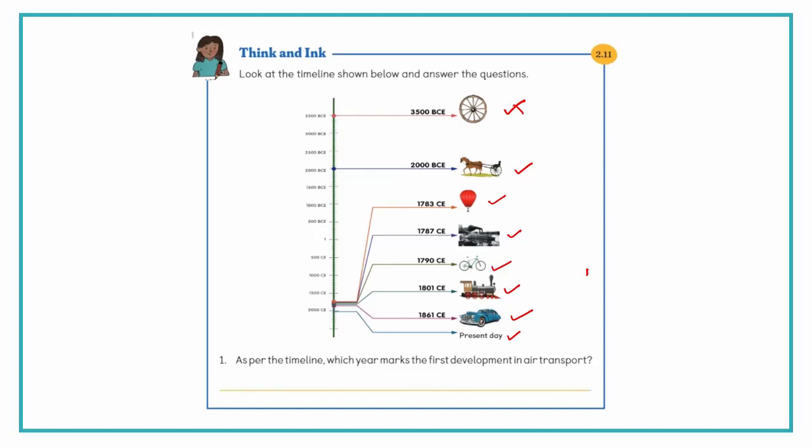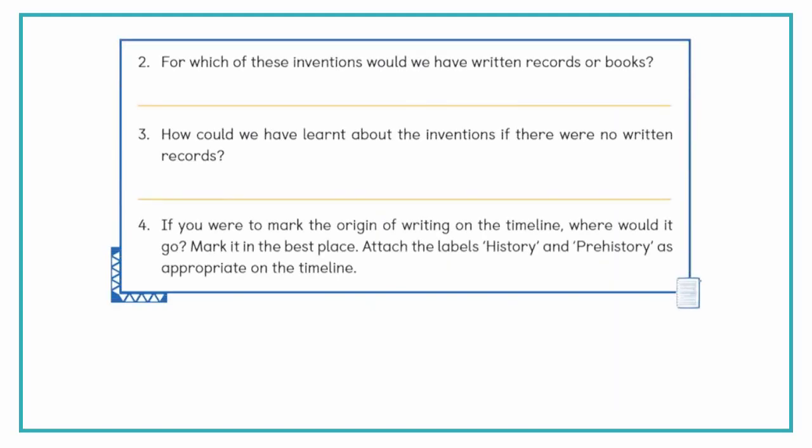Okay, children. Next question. How could we have learnt about these inventions if there were no written records? So these might have been painted somewhere. We might have got some evidence. Suppose a wheel might have been obtained when we are digging the soil.